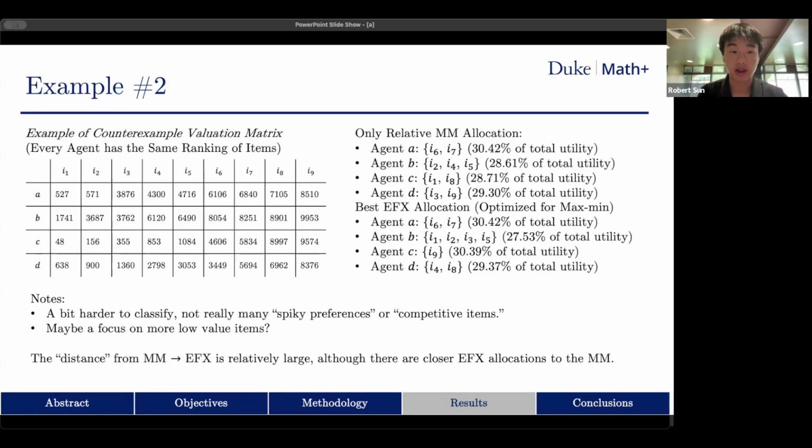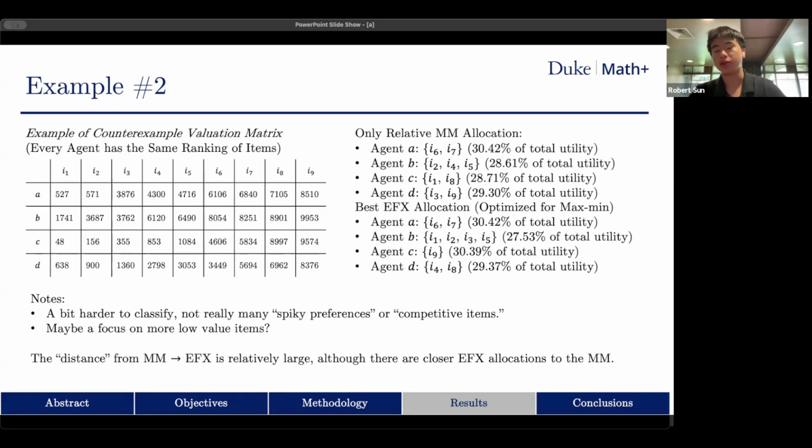In this case, every agent has the same ranking of items. Specifically, every agent prefers the ninth item more than the eighth, seventh, and so on. We can do this without loss of generality; it doesn't really matter what order they are. But this is a little more interesting because while there is a spiky preference for C, it's a lot less obvious compared to the last one.